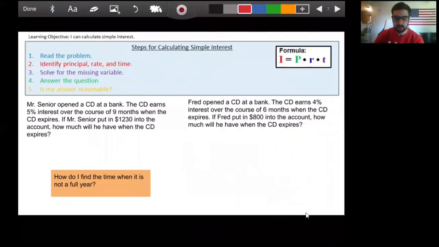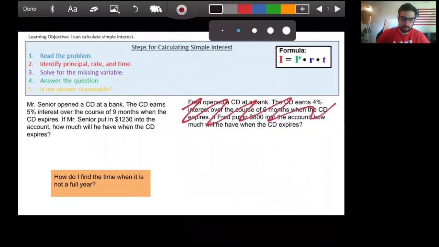All right, so our last variation for today, and then you're going to be able to tackle this independent practice on your own. So we have Mr. Senior open a CD at a bank. A CD is like an investment thing that you could do. The CD earns 5% interest over the course of 9 months when the CD expires. So once again, I'm going to need some information. I'm just going to work over here, that way I have more room.